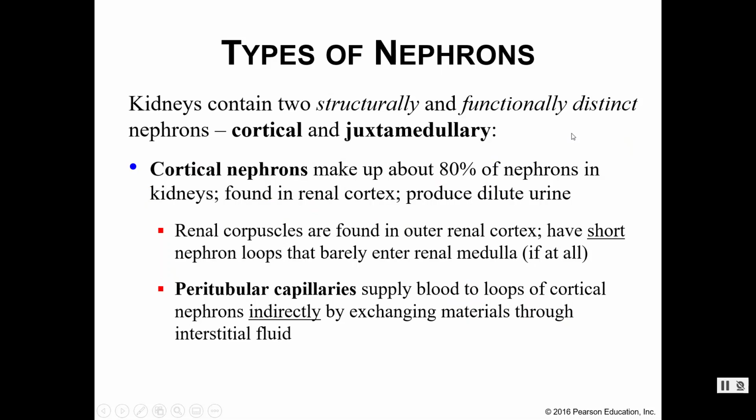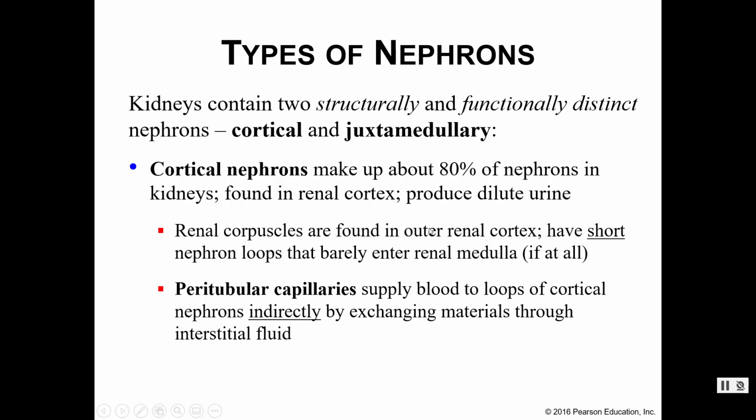Okay, you do technically have two different types of nephrons. Okay, they look a little different and they function just a tiny bit differently. You have cortical nephrons and you have juxtamedullary nephrons. Your cortical nephrons, this is the majority of your nephrons. About 80% of all your nephrons are cortical nephrons. Cortical referring to your renal cortex. Okay, these are going to produce dilute urine. Okay, these are the ones that we've basically been talking about all along.